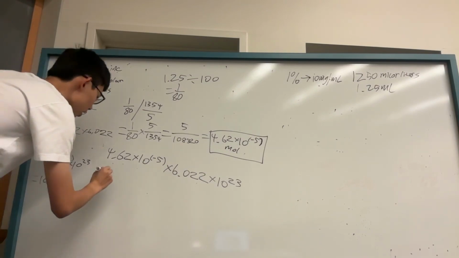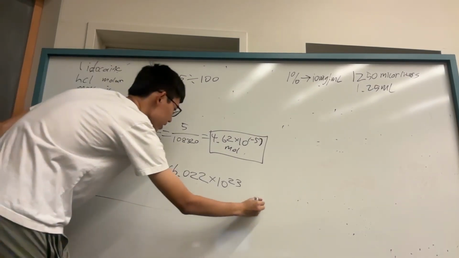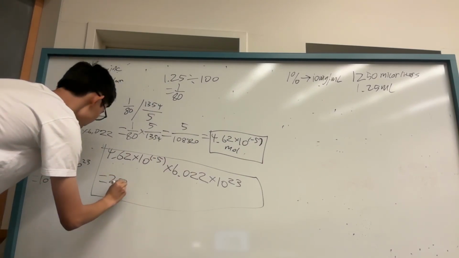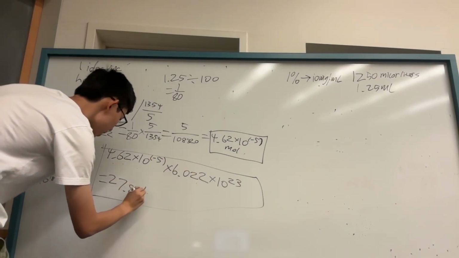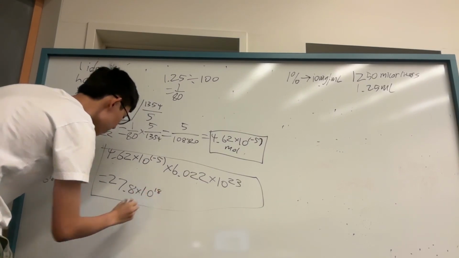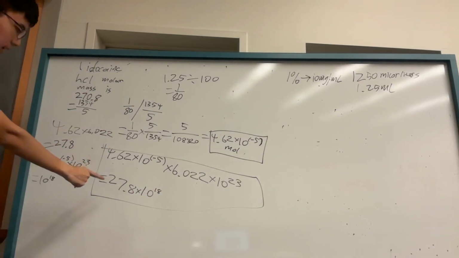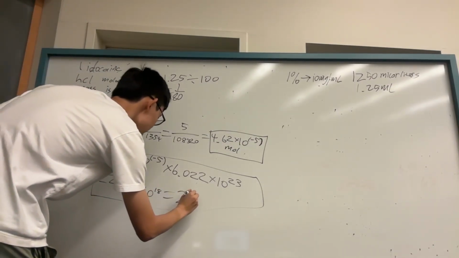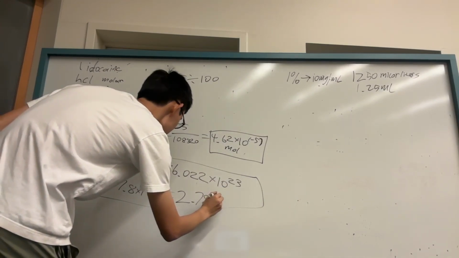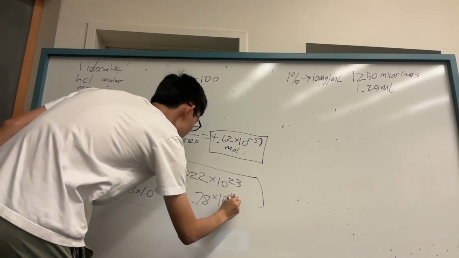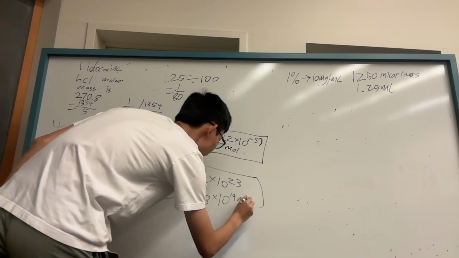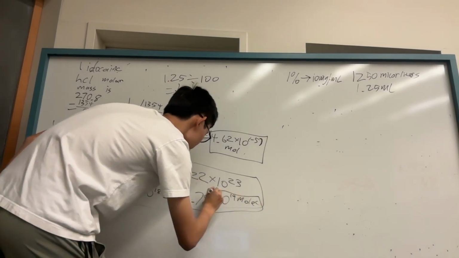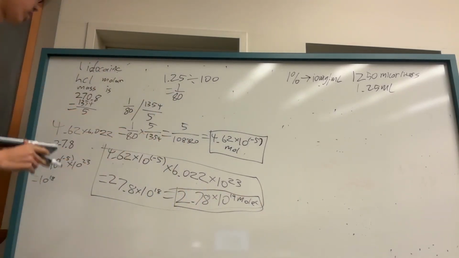So this equation here is equal to 27.8 times 10 to the 18, which is the same as 2.78 times 10 to the 19 molecules. So they're giving this many molecules to that 6-year-old child in the question.